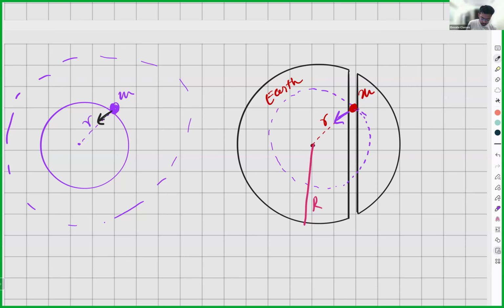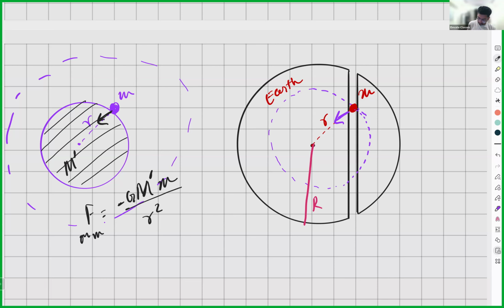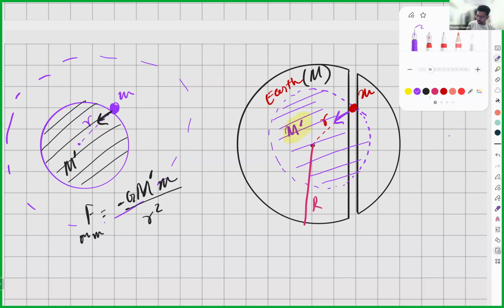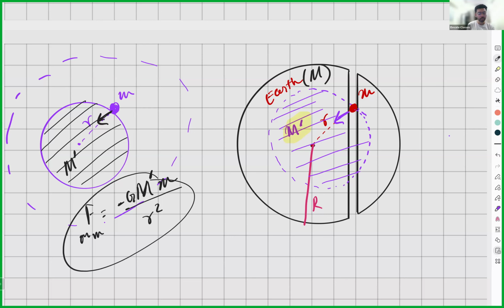So here the force of attraction on the small m mass will be minus G capital M dash small m divided by r square, where m dash is the mass of this small sphere. If the mass of Earth is capital M, then let us say the mass of this small sphere is m dash. Now we have to calculate m dash in order to calculate what is the force on small m.